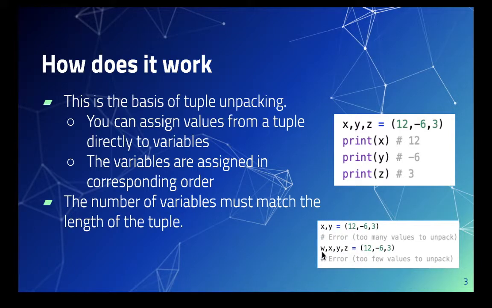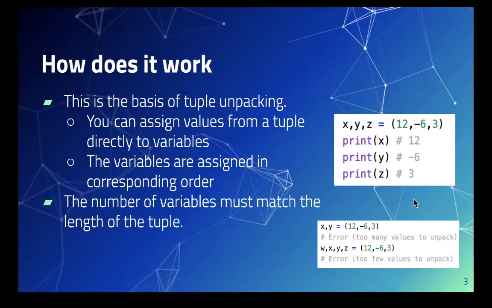Similarly, in the second line, w, x, y, z, we have 4 variables, but only 3 values in the tuple. So what happens if we try to unpack this? Python will unpack the 12 into w, the -6 into x, the 3 into y, but then there's nothing to unpack into z. So again, Python will throw an error saying something along the lines of there are too few values to unpack. These are two common error messages you'll see when dealing with tuple unpacking.